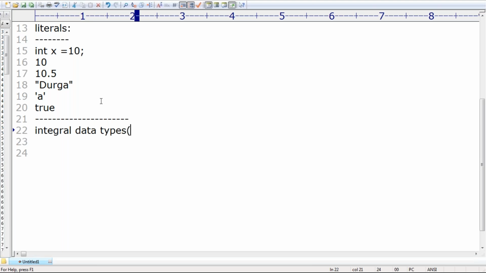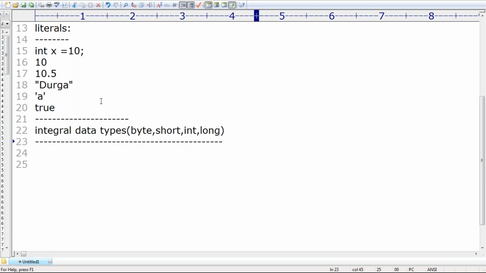Which data types are called integral data types? Byte, and after that, short. Next, byte, short, int, long. These four are by default considered as integral data types.